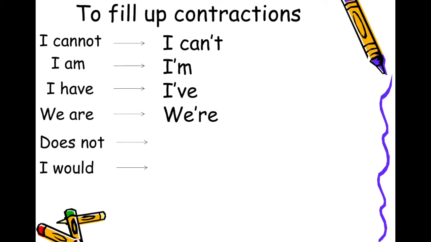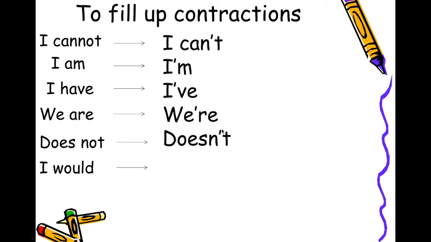Next one. "Does not." It does not look cold outside. Well, we would take away the O sound and we would change it to "doesn't." Okay, so "doesn't" is actually one sound, one syllable. "Does not" is two syllables. And remember, when we've taken that letter away, the O sound, we've put an apostrophe in its place.